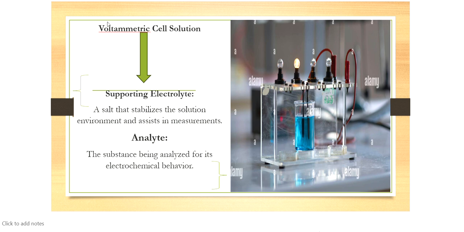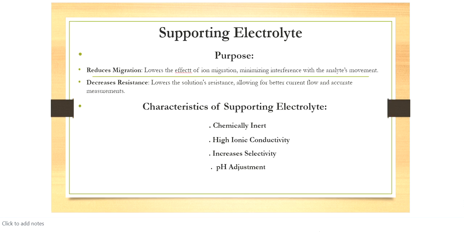Now some characteristics of supporting electrolytes. The main purpose of supporting electrolytes is to reduce migration, lowering the effect of ion migration and minimizing interference with the analyte's movements, and to decrease the solution resistance, allowing for better current flow and accurate measurement.